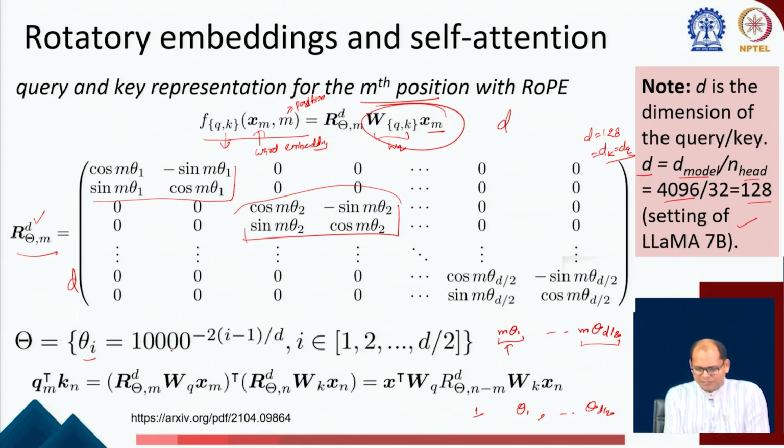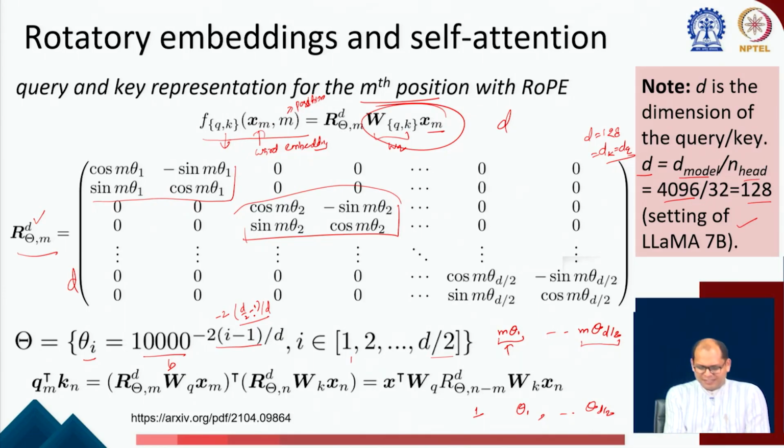Any theta i is a base value, the same as in sinusoidal: 10,000 to the power minus 2(i minus 1) by d, where i belongs to 1 to d by 2. So for i equal to 1, this will be 10,000 to the power 0, and for i equal to d by 2, it will be 10,000 to the power minus 2(d by 2 minus 1) divided by d. So these are also fixed.